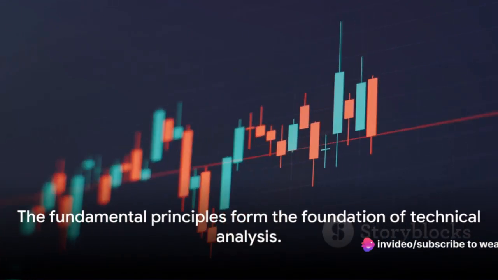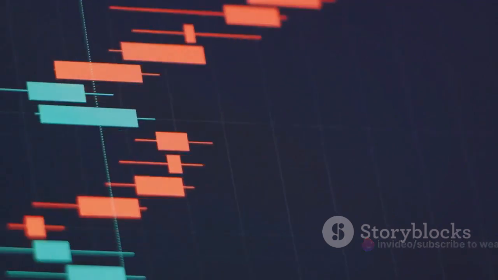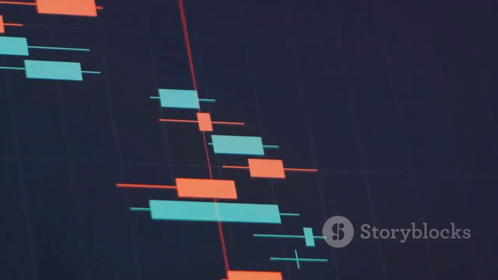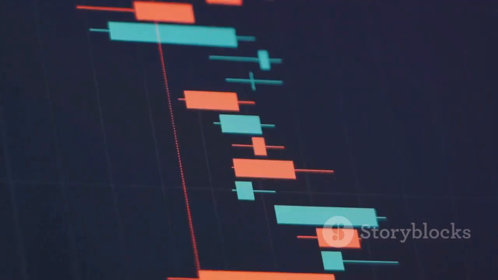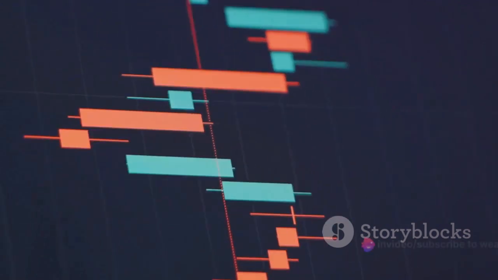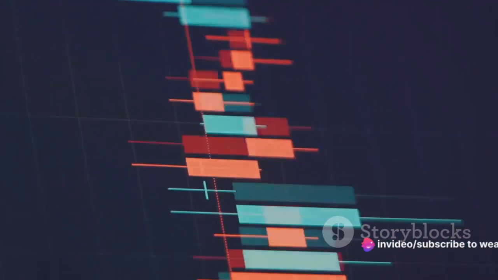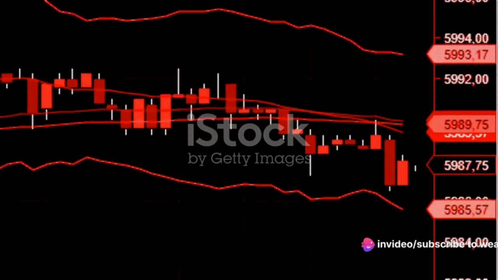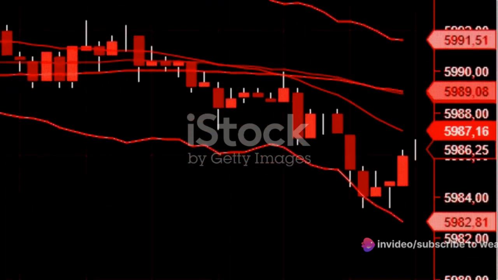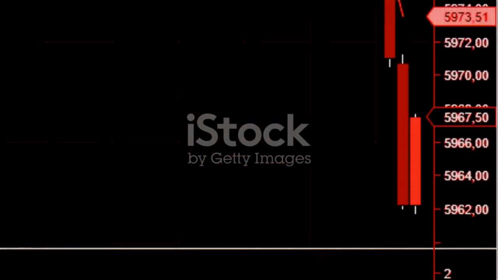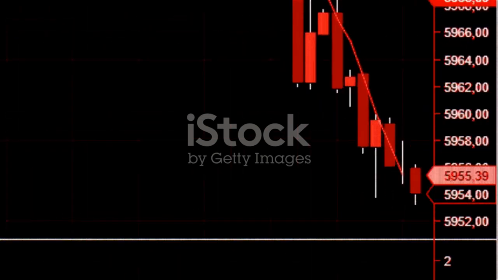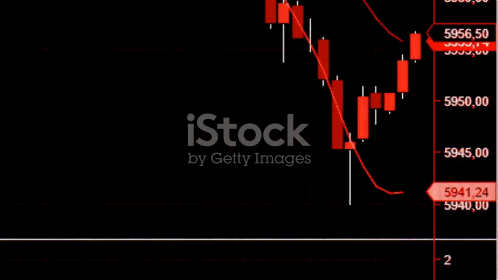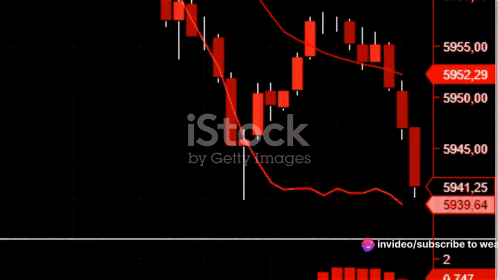These fundamental principles form the foundation of technical analysis. They act as the compass guiding traders and investors through the complex labyrinth of financial markets. It's like having a roadmap, helping you navigate the ever-changing tides of the market. But remember, while these principles can provide valuable insights, they're not foolproof. Always approach trading with a clear plan and an understanding of the risks involved.